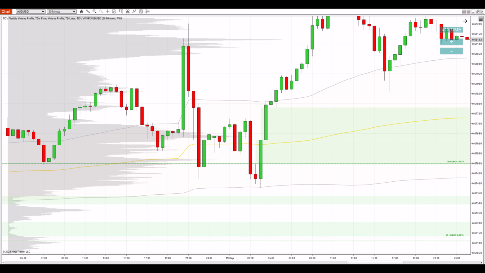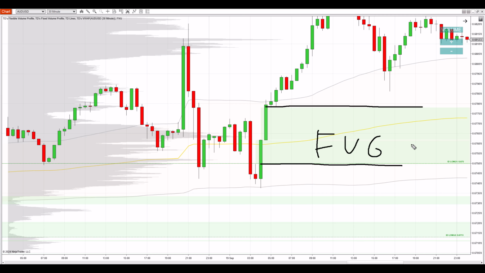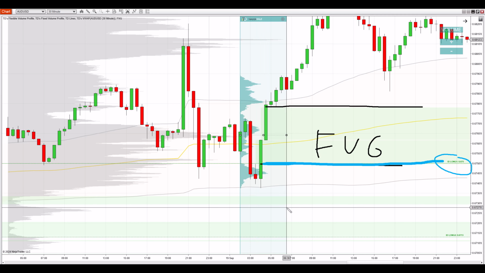If you see 2 gaps like this, one on top of the other, then I look at it as one big fair value gap. And in a long trade scenario, I trade from this level, from the beginning of that gap. All right, that's where my long level is. It is a combo of the volume profile and the fair value gap.